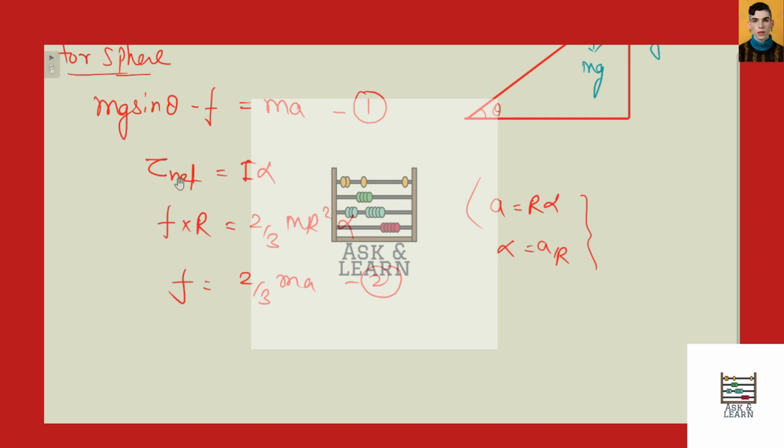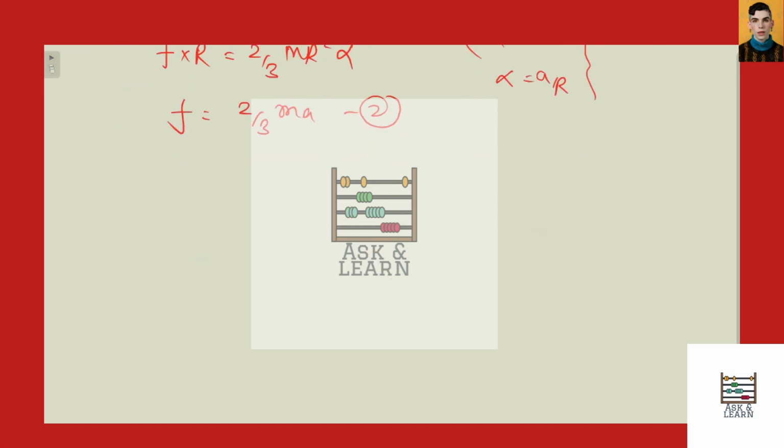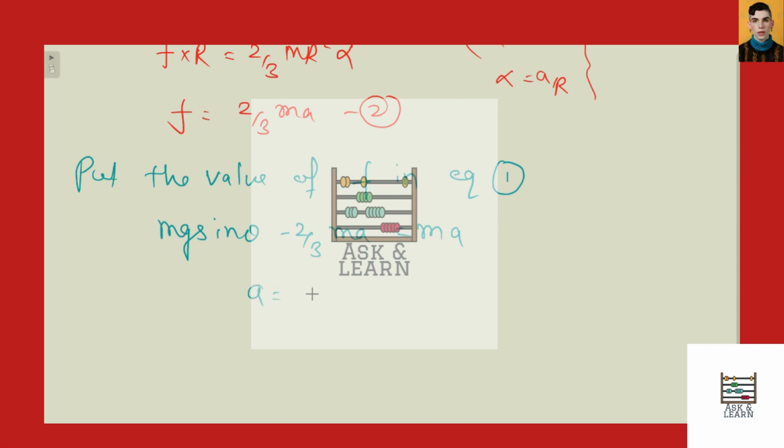Now put the value of F in equation first. So we get mg sin theta minus 2 by 3 ma is equal to m into a. From here we get the acceleration, that is 3 by 5 g sin theta. This is the acceleration of this sphere.